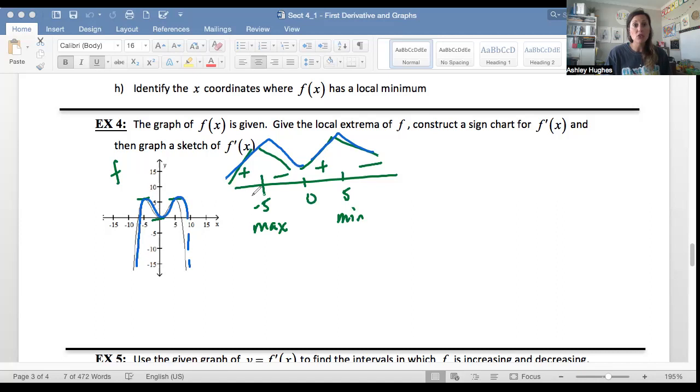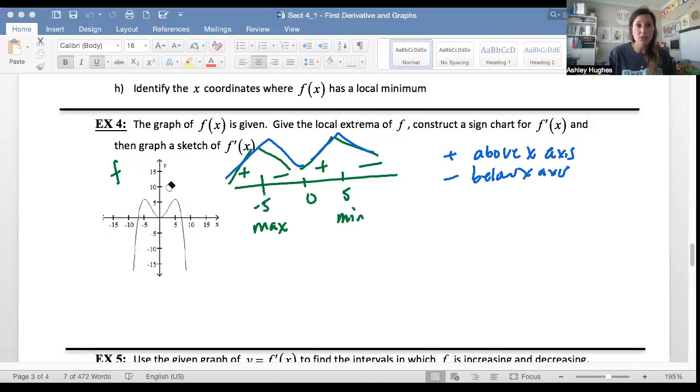But if I want to graph the derivative, I'm going to graph positive and negative, which means positive means above the x-axis, and negative means below the x-axis. So if I actually want to graph the derivative, anytime the derivative is 0, I'm going to graph it in red. Anytime this derivative is 0, it's going to be a 0 here on the graph.